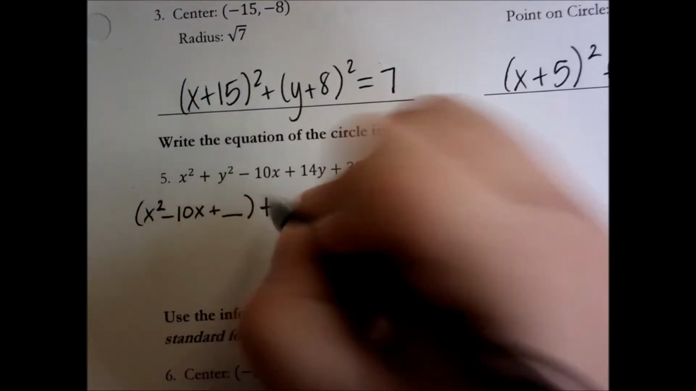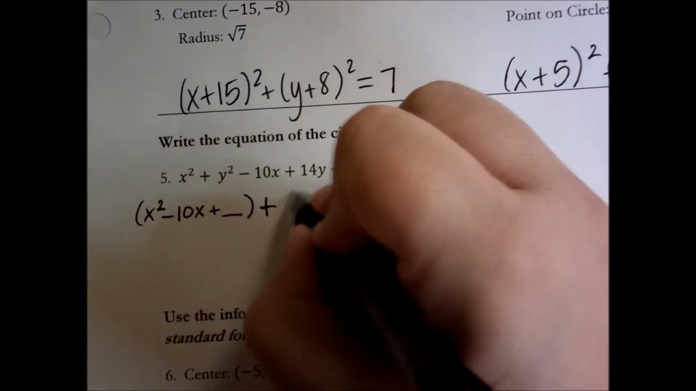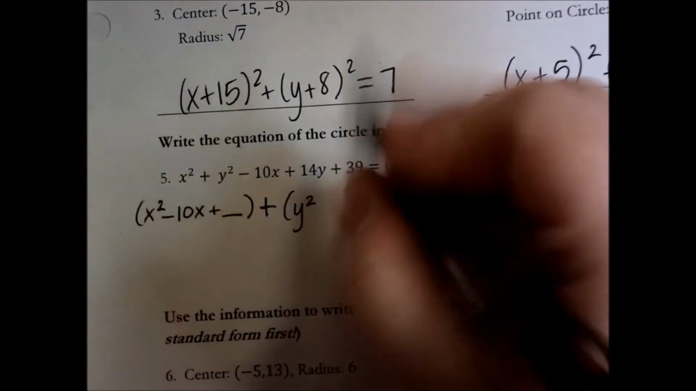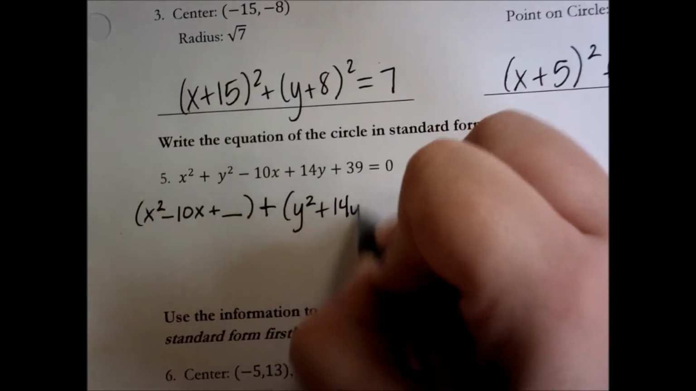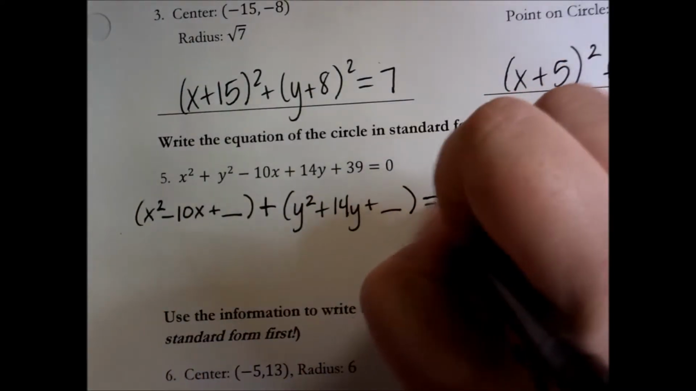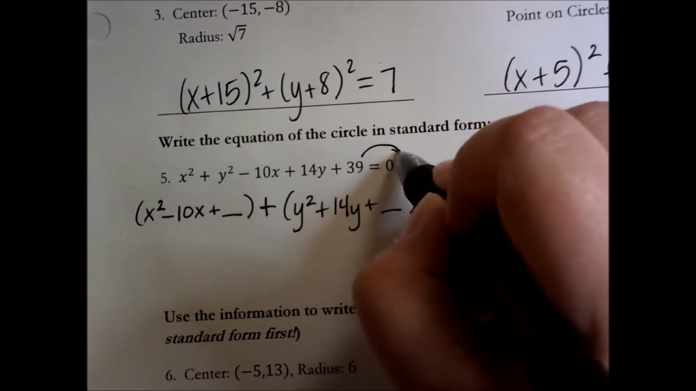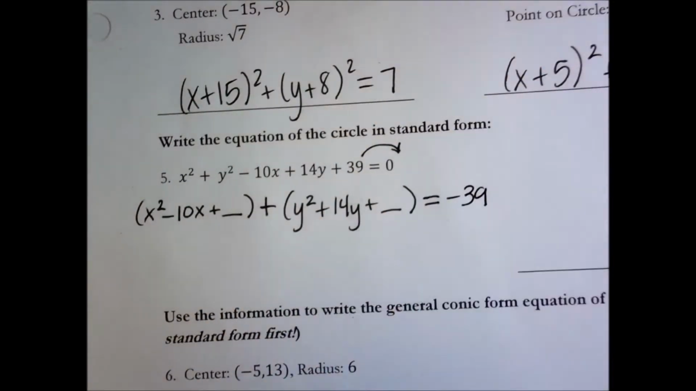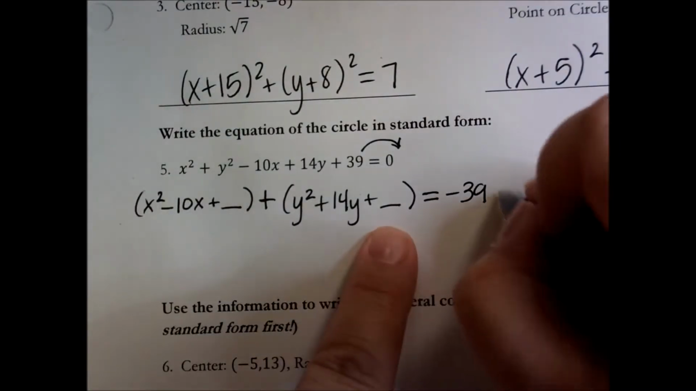There's a plus in the middle. Then I've got y squared. I'm collecting my y's. Y squared plus 14y plus blank. I'm going to complete the square for the y's. Equals, I'm moving this 39 to the opposite side by subtracting 39 from both sides, so this is negative 39. Now since I added 2 blanks here, I'm going to add 2 blanks over here as well.